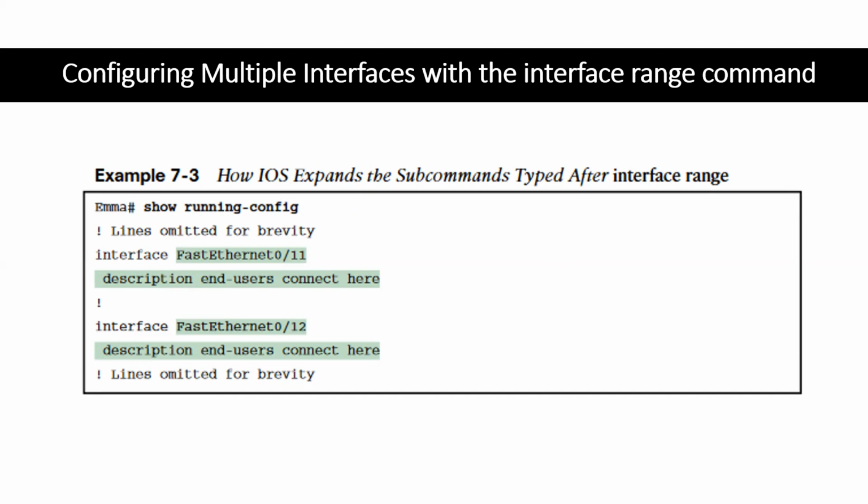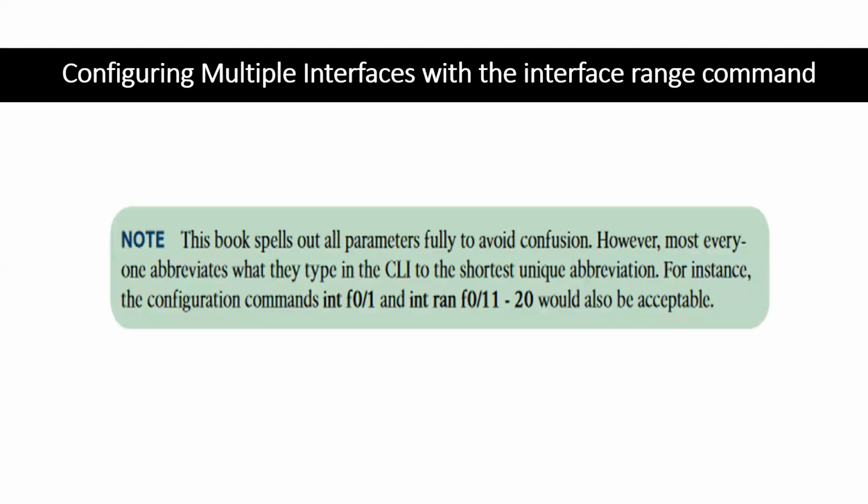Okay, so the interface range command is a very useful command if you have to make changes to multiple interfaces rather than going one by one by one by one. That can be dreadful. One major thing, and I know this note says the book, but it actually applies to real life scenarios.